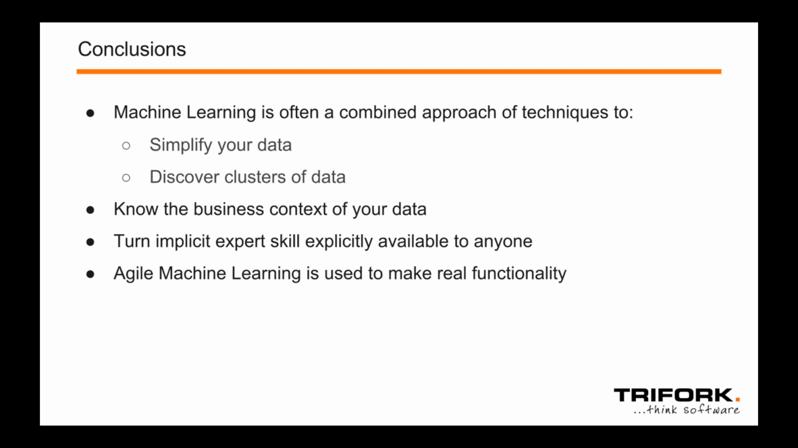Thirdly, what this allows you to do is turning implicit expert skill into explicitly available functionality to anyone. By which I mean, if an expert knows what to do after question 3, then if we can make that into an explicit feature that at question 3 says, well, we are now quite certain that you need to skip to question 12, then we've created a very powerful way of encapsulating that expert knowledge into the system.